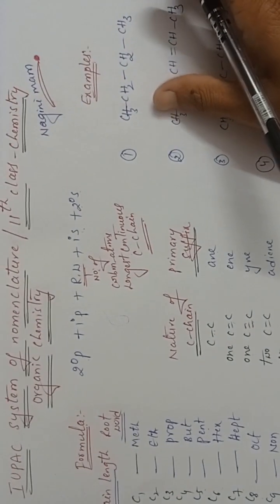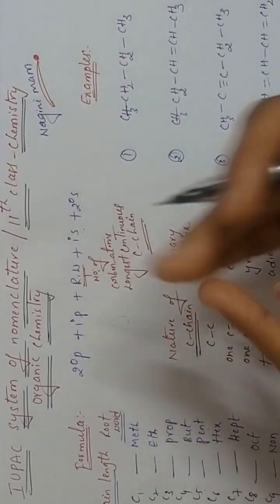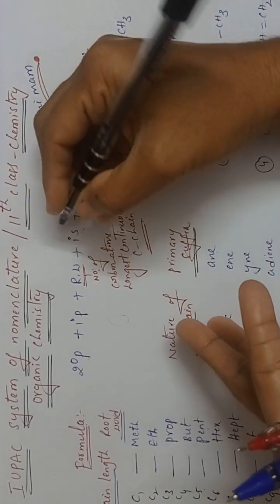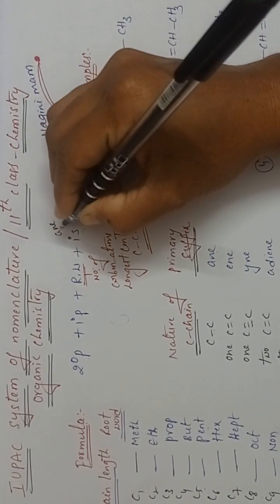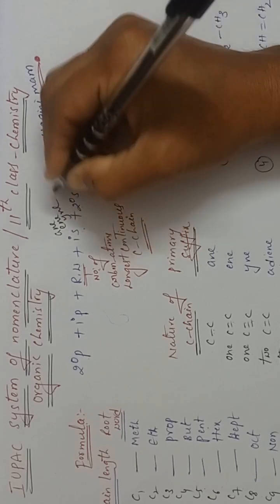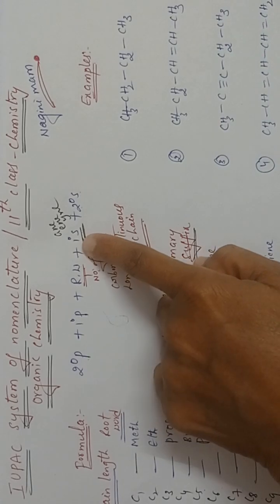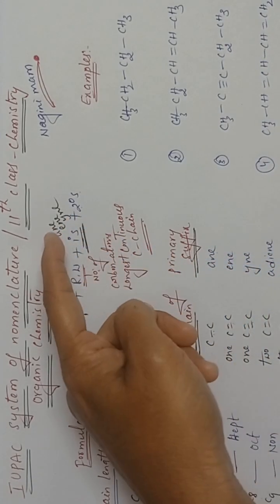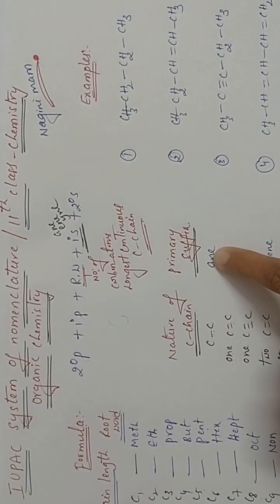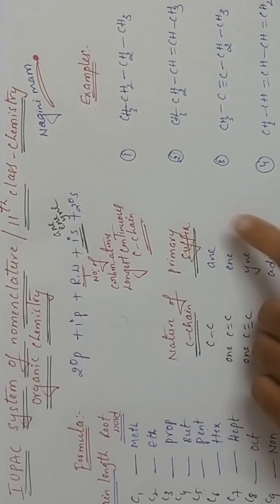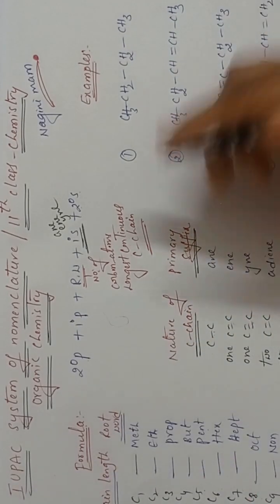Understanding? Primary suffix indicates the degree of saturation or unsaturation: single, double, triple bonds. That means ane, ene, yne. Clear, students? So in the given compound all are single bonds, ane suffix. One double bond is there, ene. These primary suffixes you have to practice, students. Clear? Next one, secondary suffix.